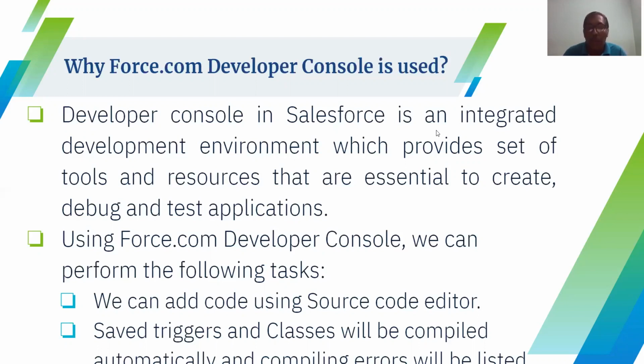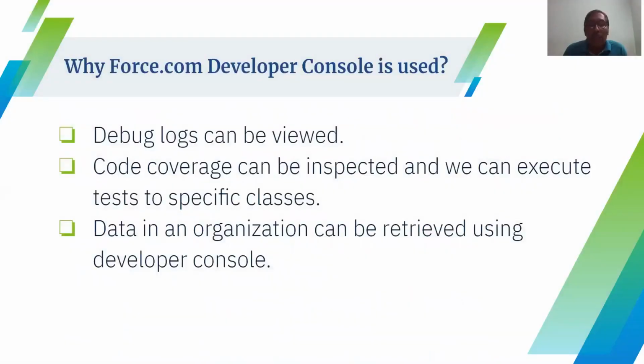We can add code using the source code editor. Saved triggers and classes will be compiled automatically. If you have a compiling error when you write the code, the error will be listed automatically here. Debug logs can be viewed, code coverage can be inspected, and we can execute tests for specific classes. For each and every class, we can write a test class.